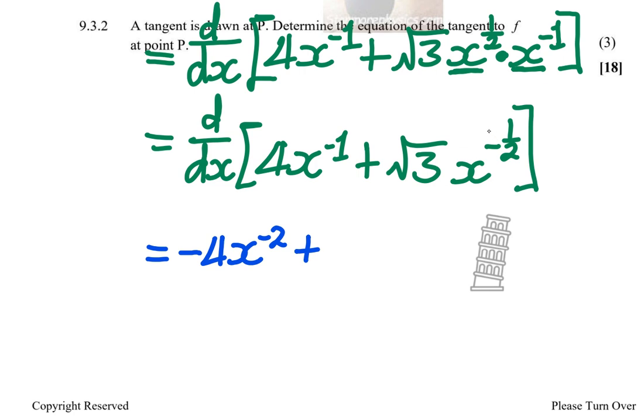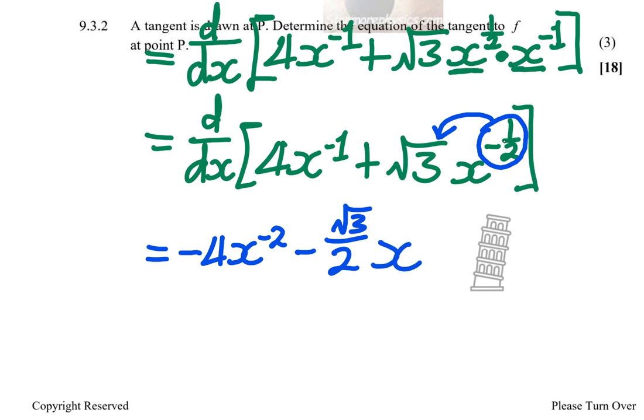Next, we are going to take the exponent of x again from the other term, which is negative half. We're going to multiply it by the square root of 3. So negative half times the square root of 3 gives us negative the square root of 3 over 2, like this. Then we have to subtract 1 from negative half.